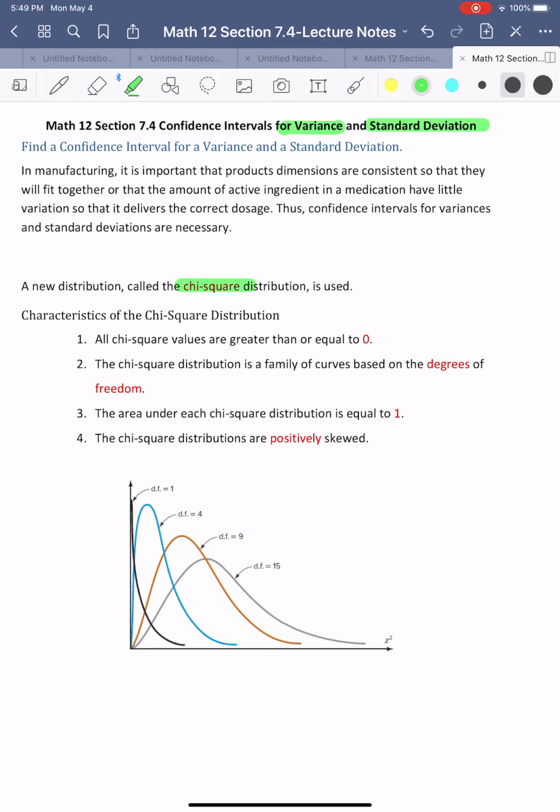The characteristics of the chi-square distribution: first, all chi-square values are greater than or equal to 0. Second, the chi-square distribution is a family of curves based on the degrees of freedom, just like the t-distribution. Third, the area under the chi-square distribution is equal to 1. And chi-square distributions are always positively skewed, which means right skewed.